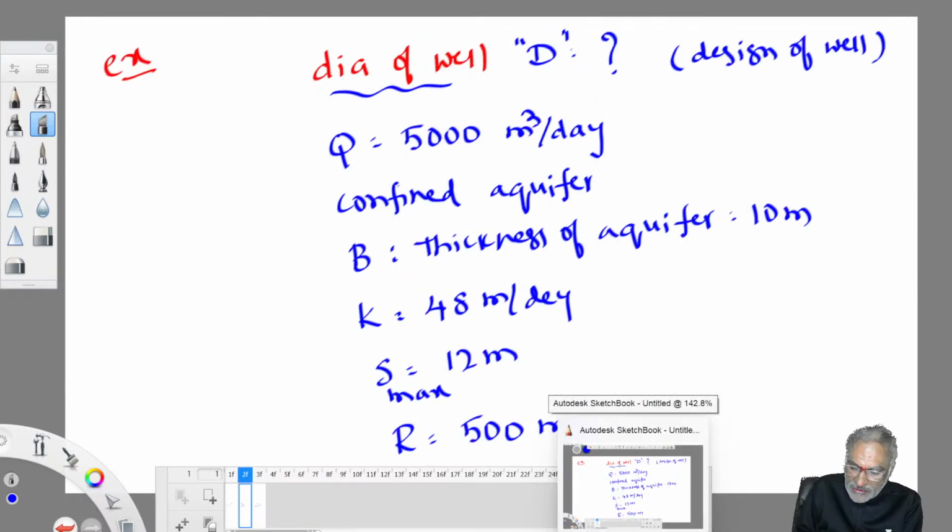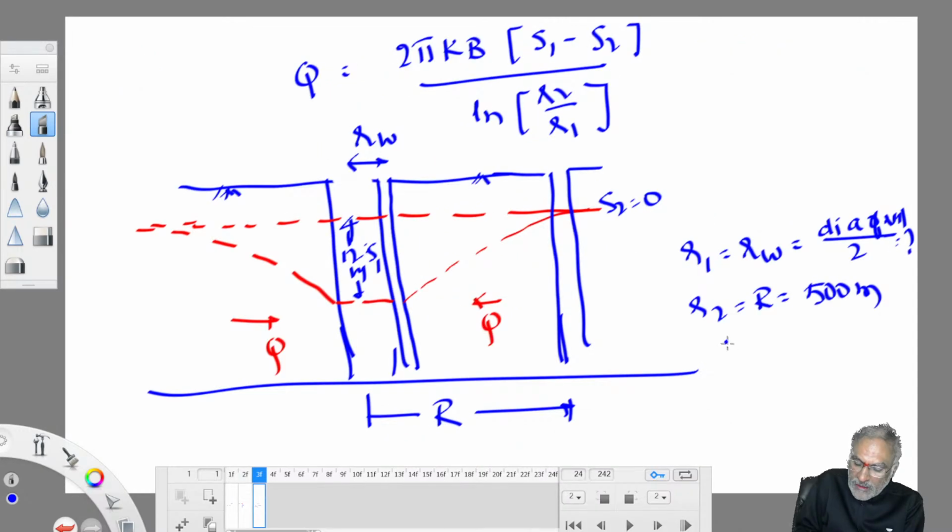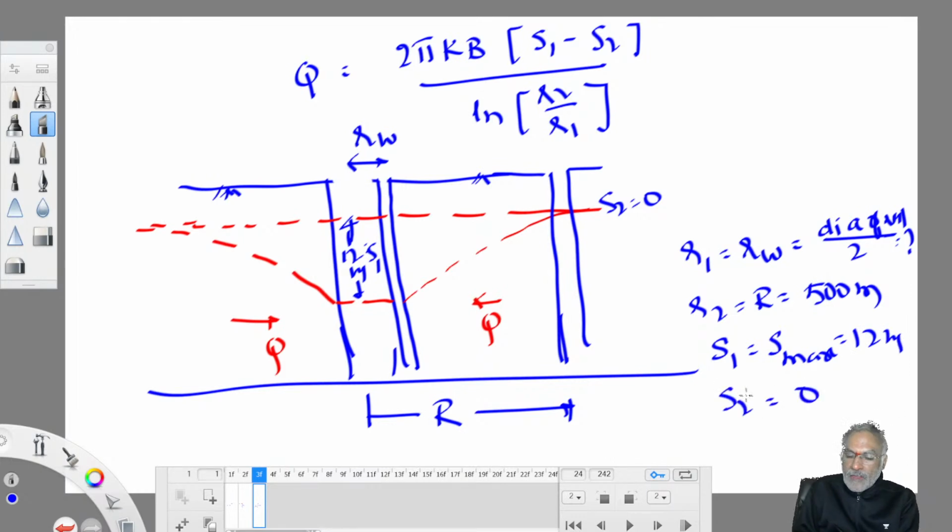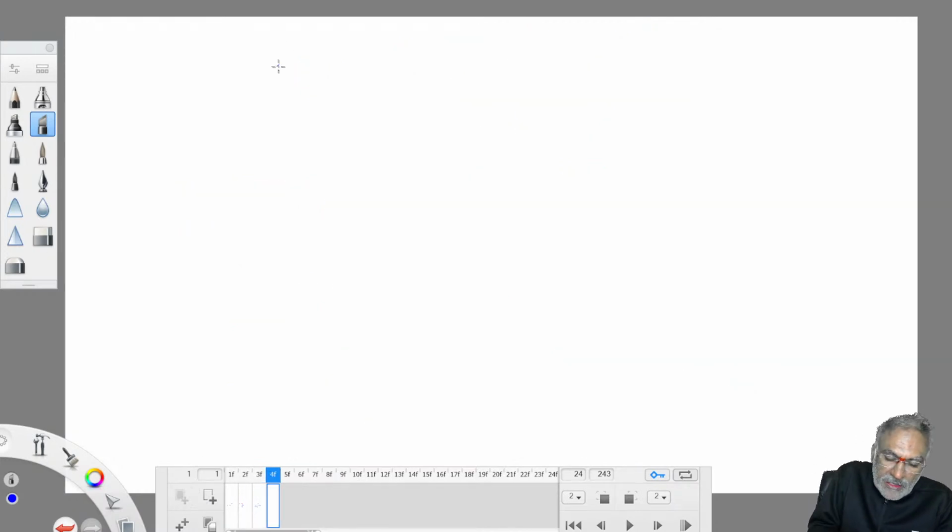S1 is given as S max, which is 12 meters, and S2 is equal to 0. Then I'll apply this equation between those two, and I can find out the radius of the well. Once I know the radius of the well, I can find out the diameter of the well as well. So simple and so easy.